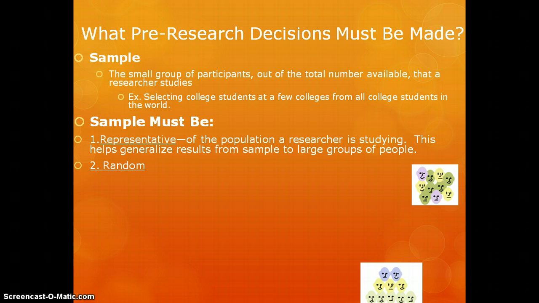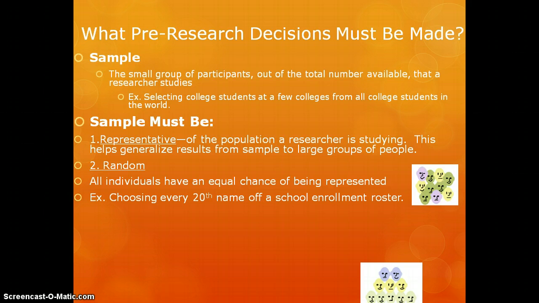The second is random. This means that in the sample, all individuals have to have an equal chance of being represented. So an example is choosing every 20th name off a school enrollment roster. That means that everybody in the school has the same, they all have an opportunity to be represented.